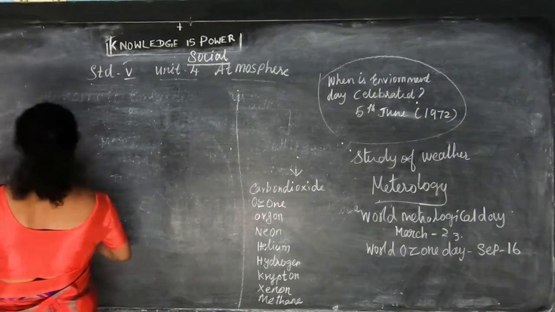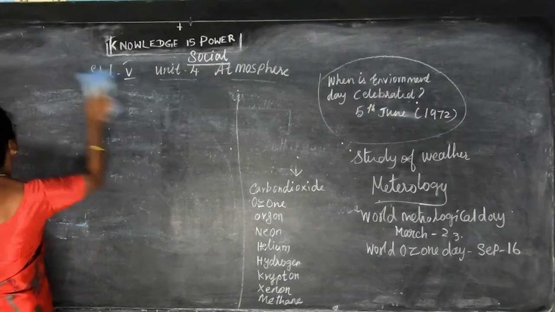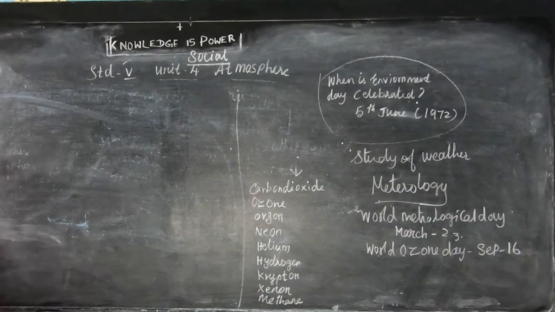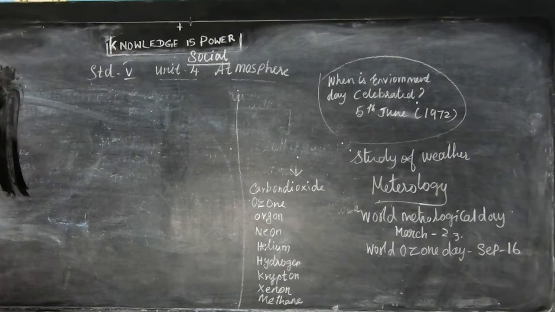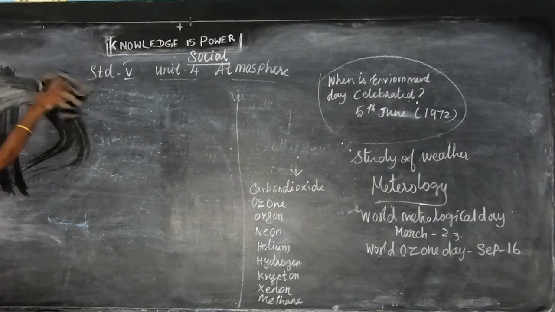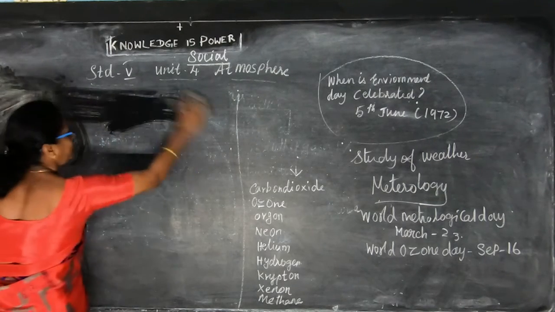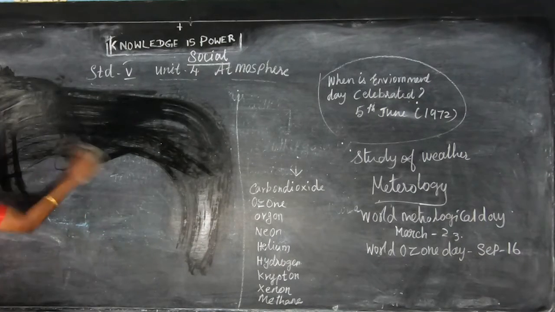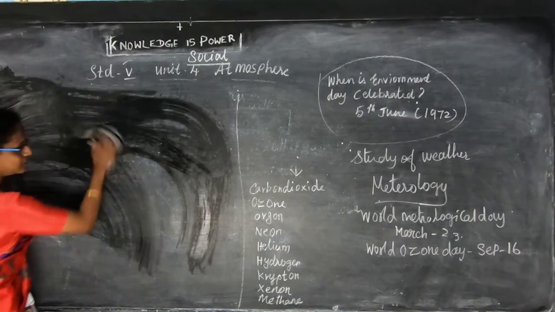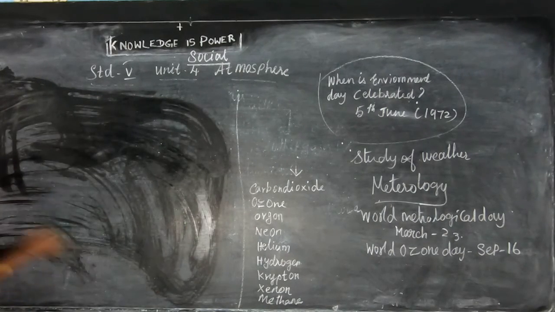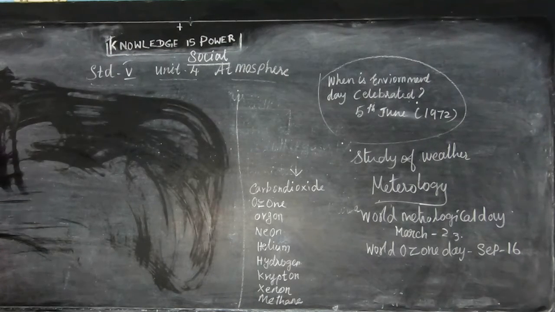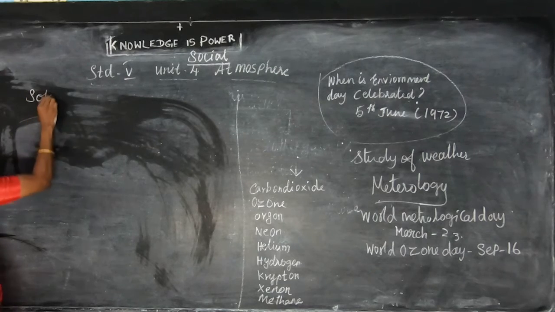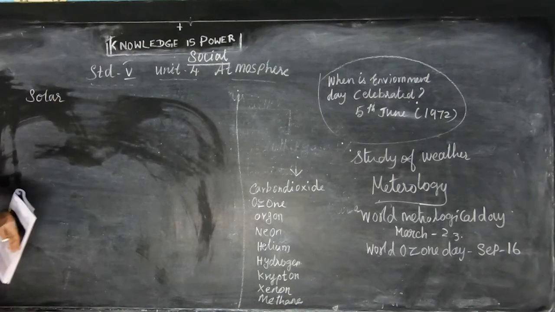The next one, we are going to see about the solar radiation. Do you know what we mean by solar radiation? Solar means the sun. You might have heard about this and you might know about the sun also. That only we are going to see. That is solar radiation.